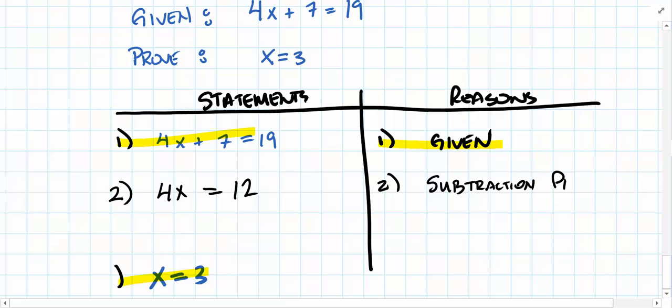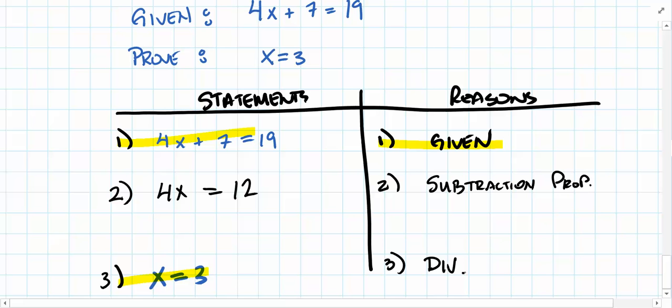Okay? Now, what would you do next? Divide by 4 on both sides. And what would you end up with? X equals 3. So that must be the third step. Check it out. X equals 3. We always write the result of the action, right? So now, what allows us to do that? What do you think? The division. That one you can abbreviate.